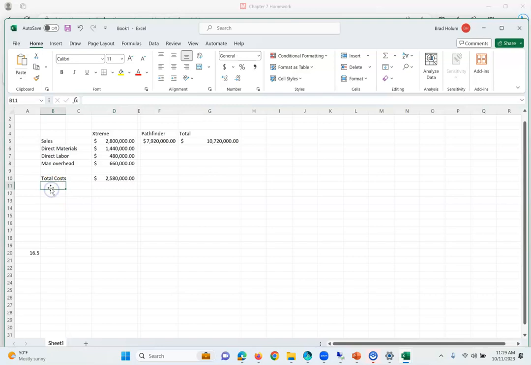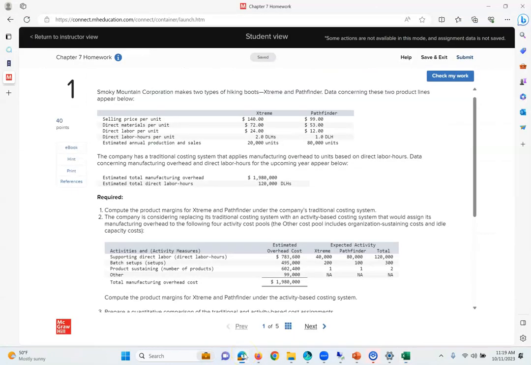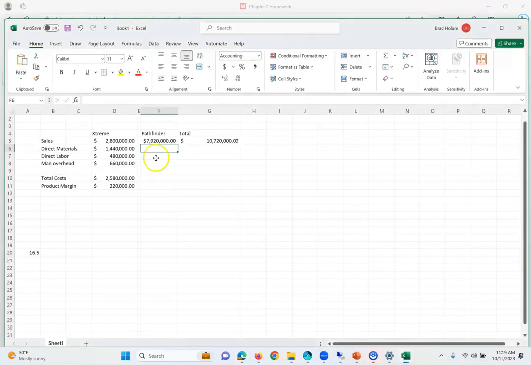And we've got then our product margin. Okay? Let's look at the Pathfinder. I think you did the first one wrong. Okay, what did I do wrong here? I think you're supposed to multiply it by 8,000 units. Or did you? No, for Pathfinder.